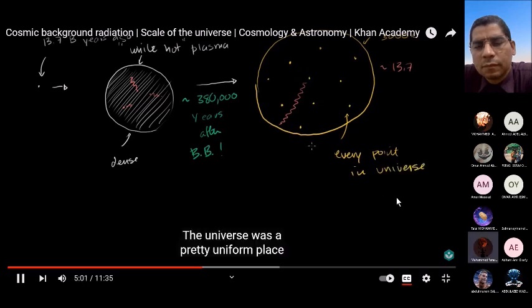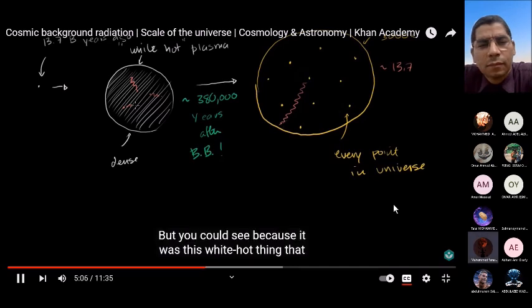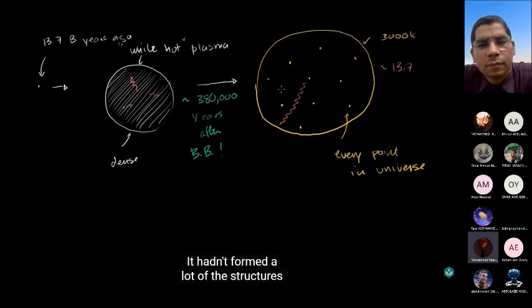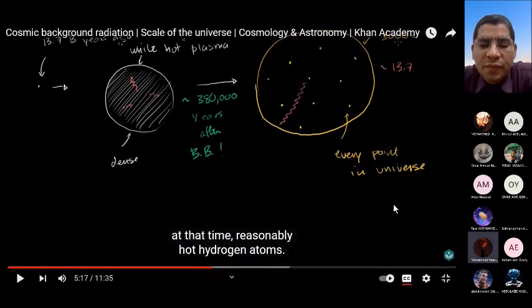The universe was a pretty uniform place at that time. Very minor irregularities, but because this white hot thing had just begun to condense, it hadn't formed a lot of the structures that we now associate with the universe. It was just a fairly uniform spread of reasonably hot matter. So this is the first stage of formation of atoms, with photons in space. If we have atoms, we have elements, then we have materials like rocks, planets, stars, galaxies. So this is the first moment of formation of galaxies and stars.